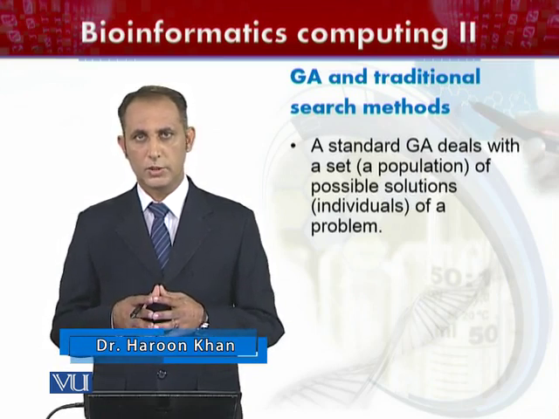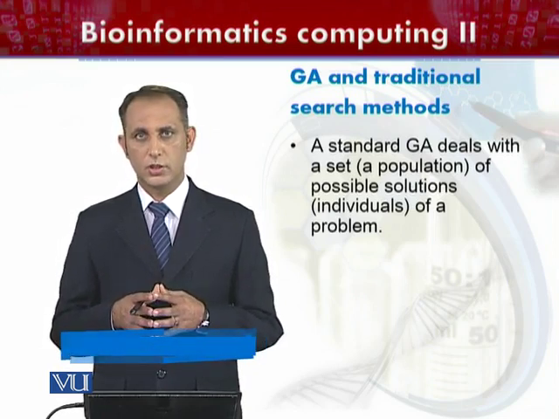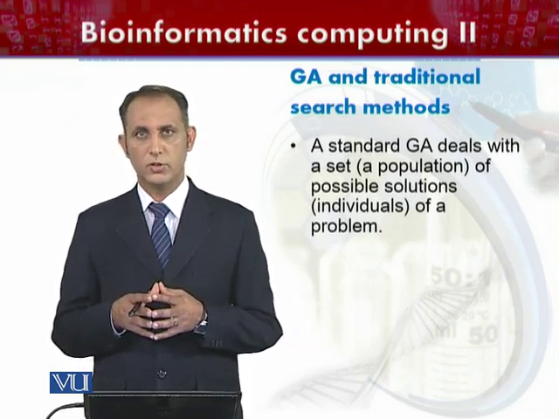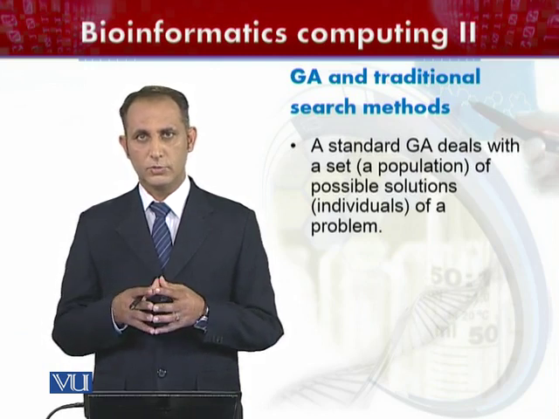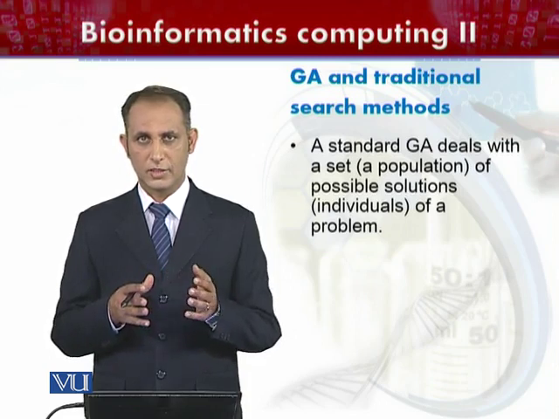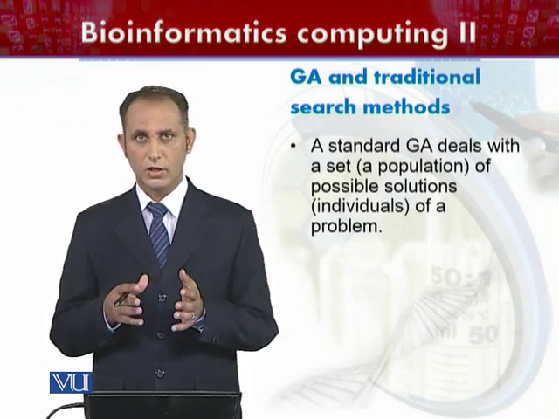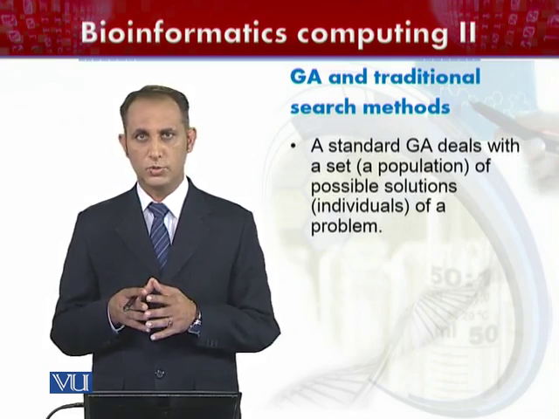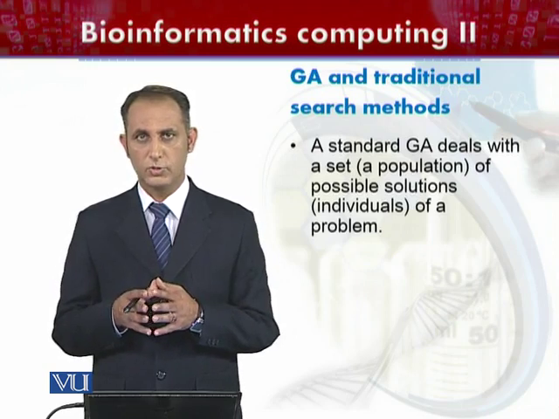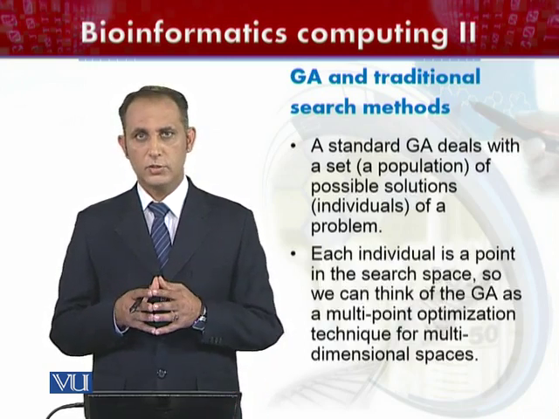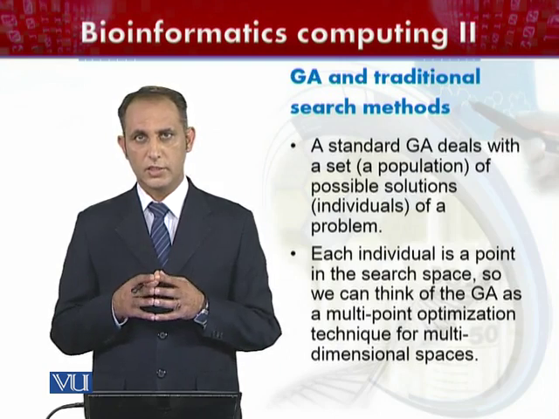So that's why in genetic algorithm we use the terminologies of a population or individual, because the set of individuals which are dealt by a genetic algorithm is called a population. So the genetic algorithm is dealing with a population of individuals, which is a specific characteristic of the genetic algorithm. Each individual is basically a point in the search space.